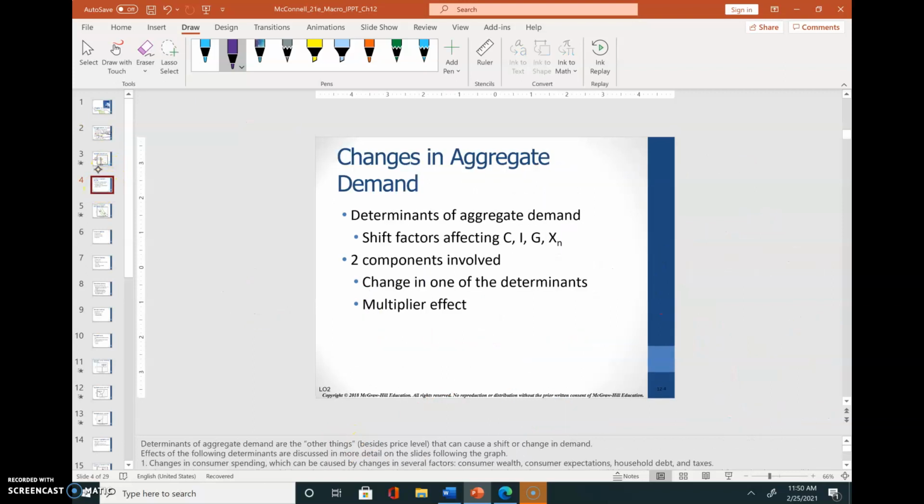Okay, now I'm going to look at what shifts the aggregate demand curve. So aggregate demand is made up of 4 components: consumption, investment, then we have government expenses, then we have X minus M, which is net exports. If any of these increases, aggregate demand will shift to the right. If any of these decreases, aggregate demand will shift to the left.